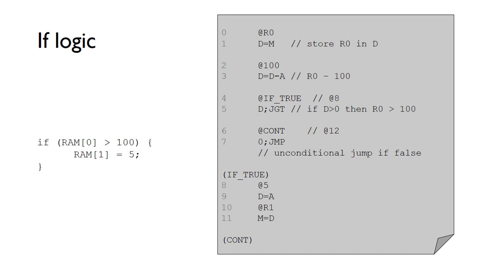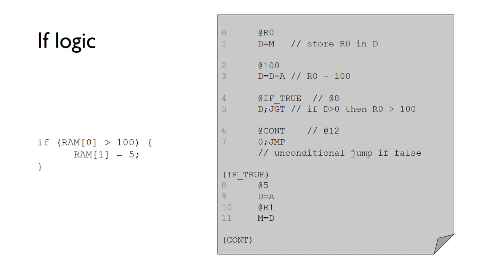So let's look at how to implement an if statement in the Hack assembly language. In this very simple example, if the contents of RAM 0 are greater than 100, we'll set the contents of RAM 1 to 5. Very simple. That's only about 2 or 3 lines of C, but it ends up being about 12 lines of assembly. So it's less efficient to write in assembly, and that's typically why we write in high-level languages.